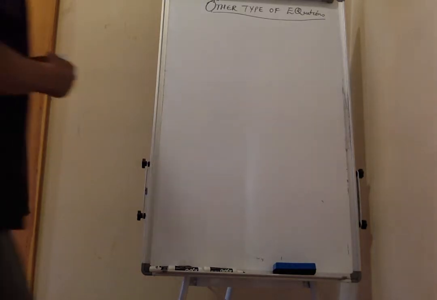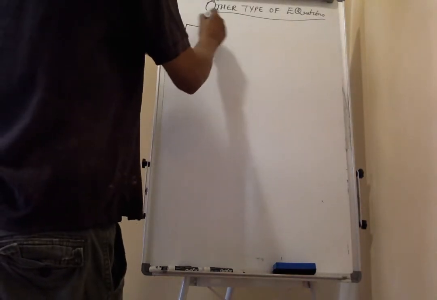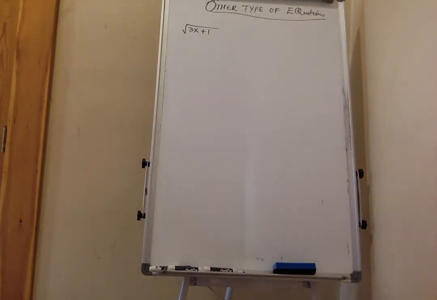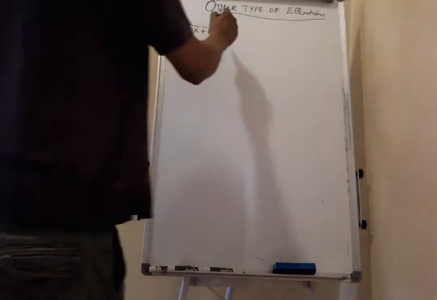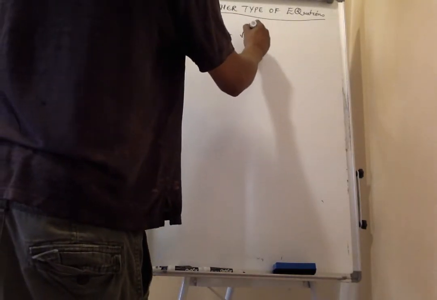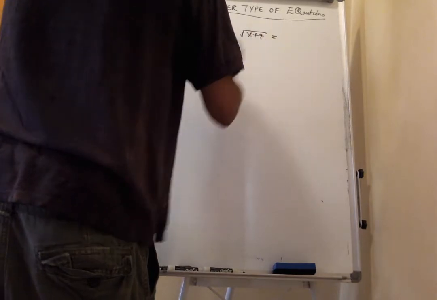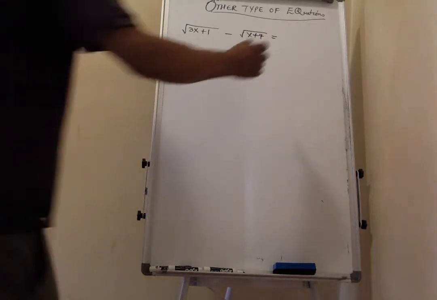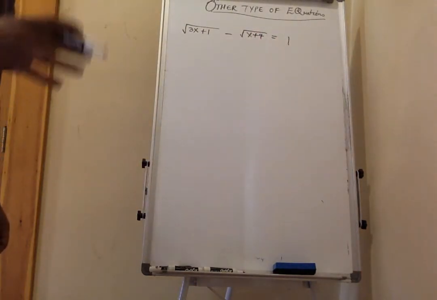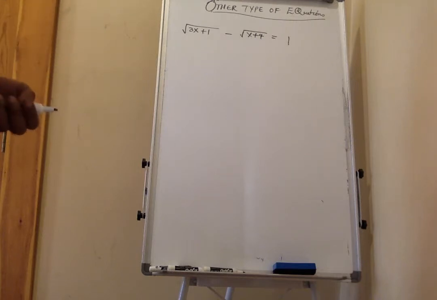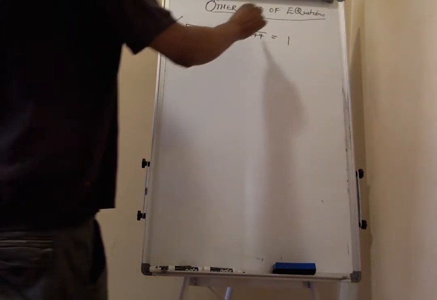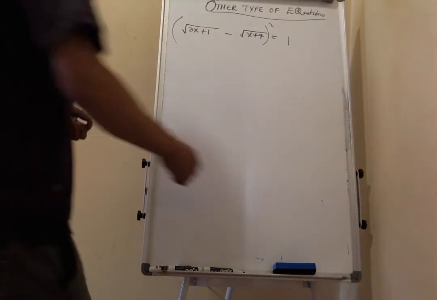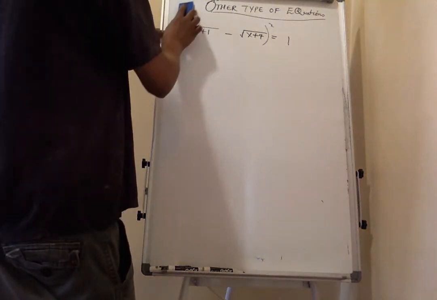Suppose, let's say, the square root of 3x plus 1 minus the square root of x plus 4 is equal to 1. Here we have to do some kind of creativity. We cannot square this thing entirely because it's going to be messy. You can try, but you're going to be in a lot of trouble.